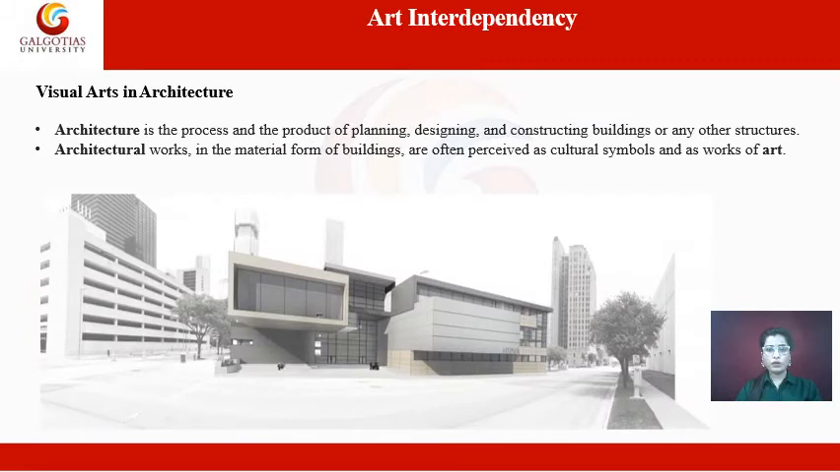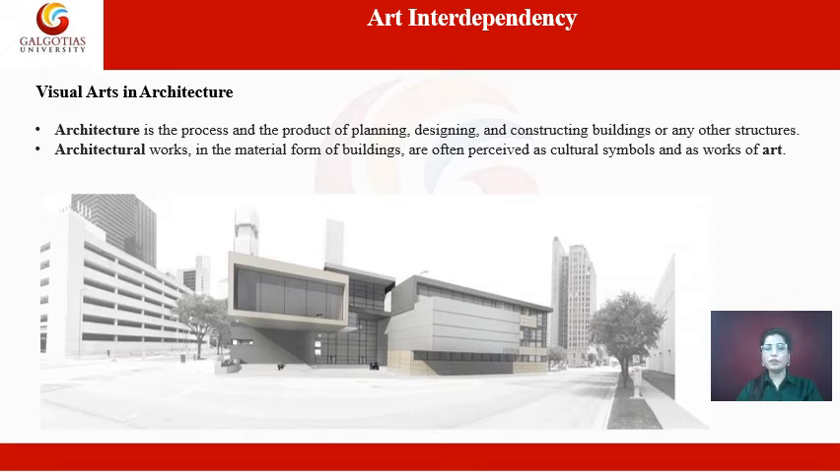So now we come to art interdependency. Interdependence is a visual art exhibition about the interconnectedness of life on this planet. Visual art in architecture. Architecture is the process and the product of planning, designing, and constructing buildings or any other structures. That is known as the architectural system, architectural process.